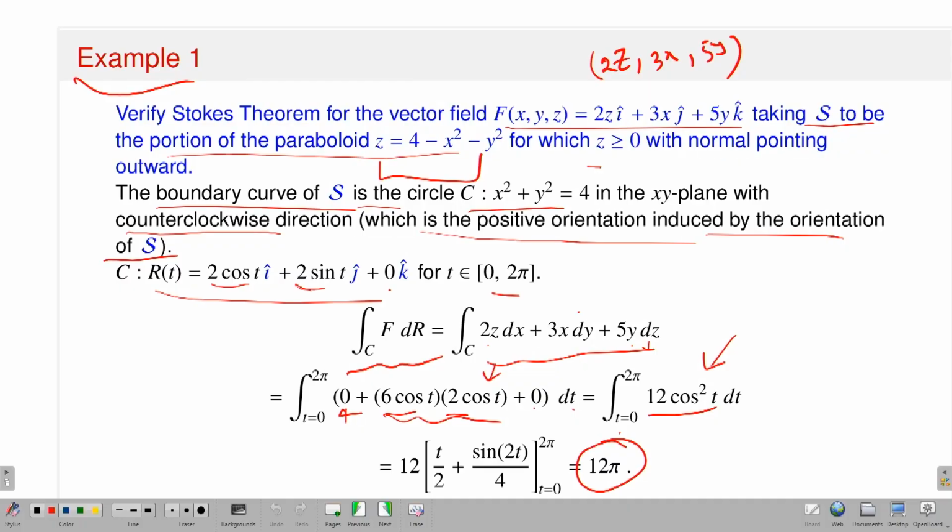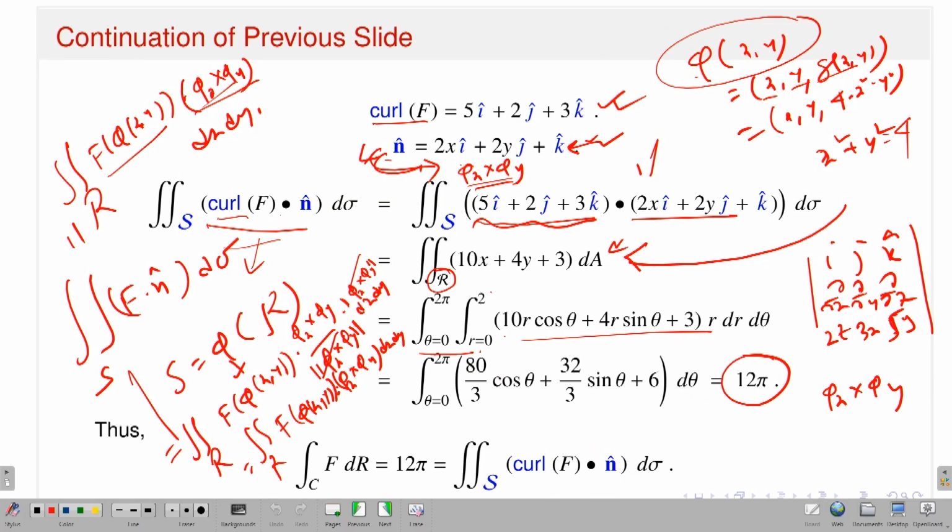So you just need the parameterization of the surface. Since my surface is given in explicit form, the corresponding parameterization of my surface is phi of xy, where xy varies over the region in the xy plane, x square plus y square less or equal to 4. That means R is all those xy in R2 such that x square plus y square is less or equal to 4. So this is the region.